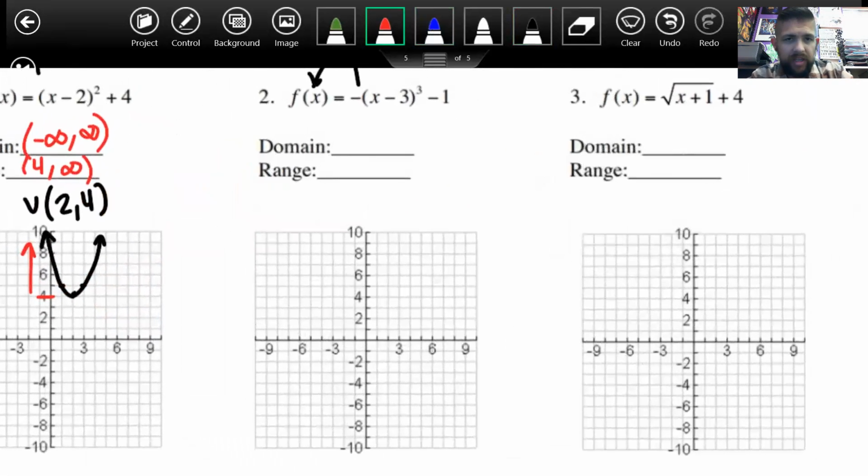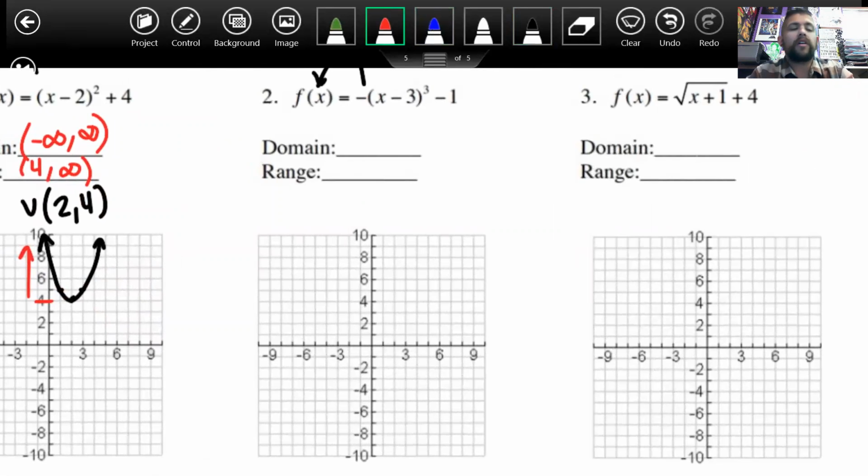The cubic function is just like the function for the quadratic. The only difference is we do the opposite. We do 1 over, so 1 over 1 up, 1 over 1 down. So it's going to be kind of reversed. It's going to look like an S.